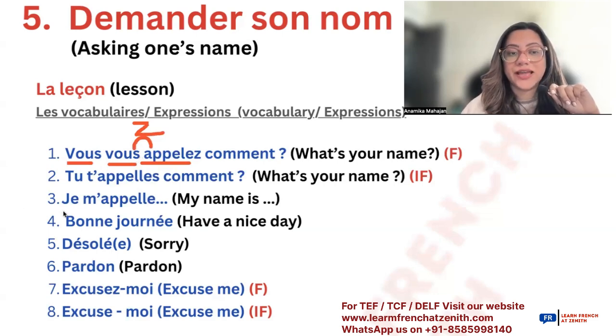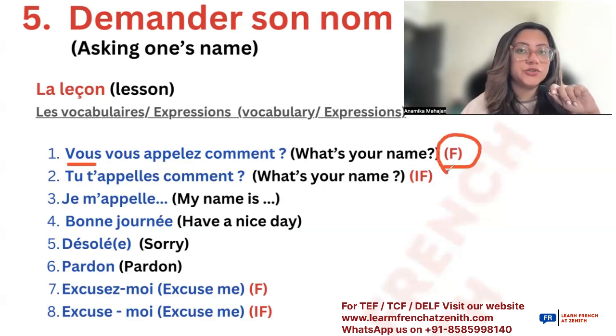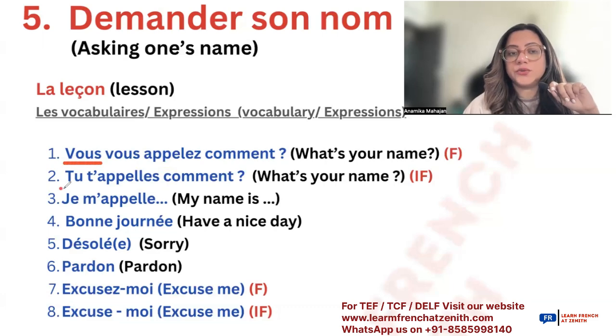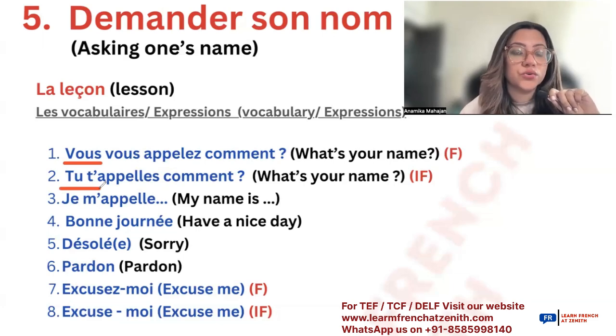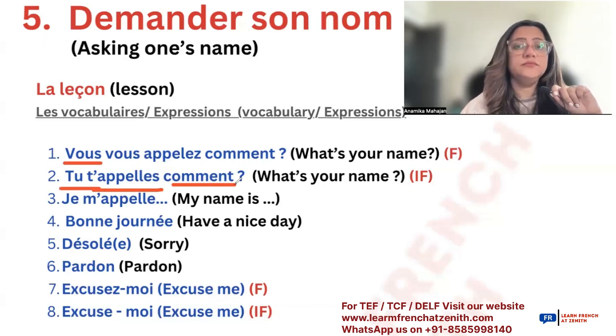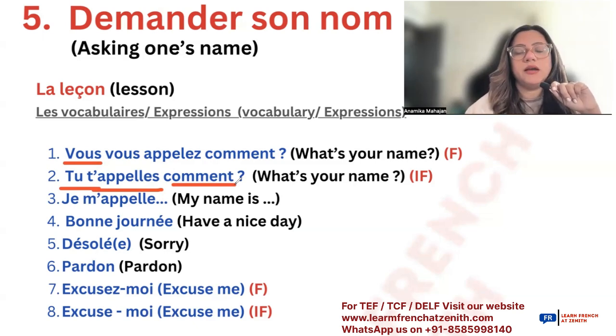Now, since this question has vous, it becomes a formal question, a formal way to ask somebody, what is your name? What would be the informal style of asking a person, what's your name? Instead of vous, we will switch to tu. Tu t'appelles comment? It's like, what's your name? How do you call yourself?